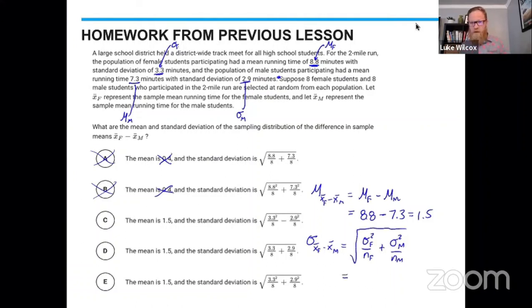Well, now I just have to plug in the values that were given to us in the problem. So it's going to be the square root of the standard deviation for the females, 3.3 squared over the sample size of 8, plus the standard deviation for the males, 2.9 squared over the sample size of 8. And so when I look at those remaining 3 choices there, I see an issue right here in answer choice C. We would not subtract the variances. We know we need to add the variances. And the thing that I see missing here is I'm missing the squared in D. And it appears to me that answer choice E is going to be the correct answer.